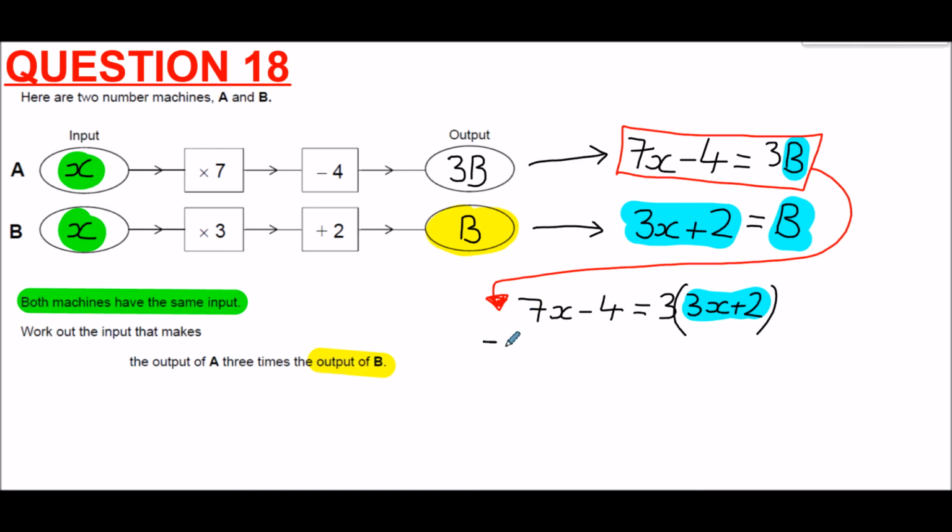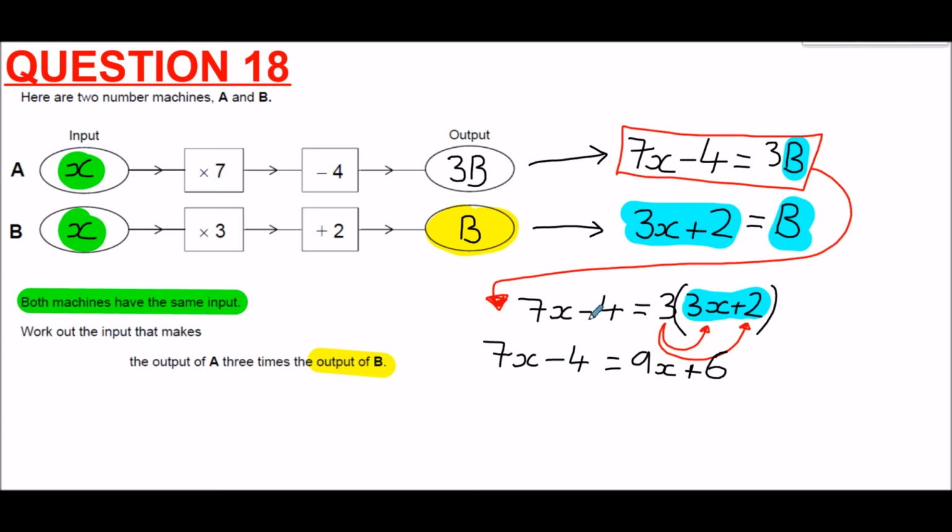So the first thing to do would be to expand the brackets. So we expand brackets by multiplying what's on the outside by what's on the inside. So first of all, we do 3 times 3x, and then we do 3 times 2. 3 times 3x would be 9x. 3 times 2 would be 6. So this is a bit more solvable now.